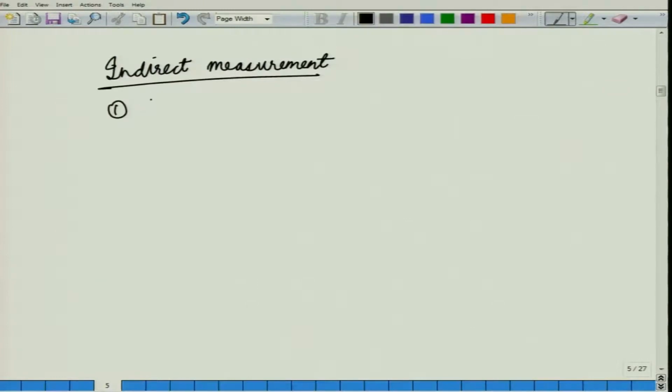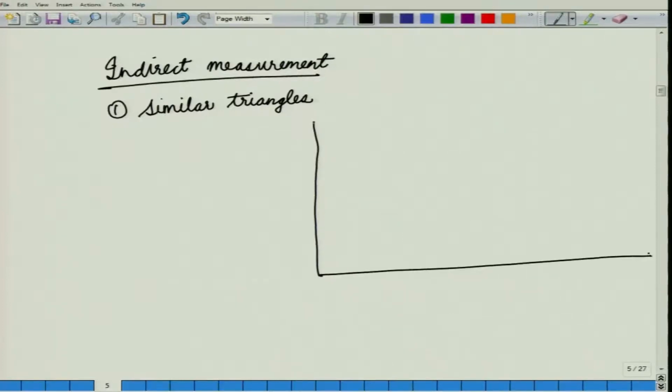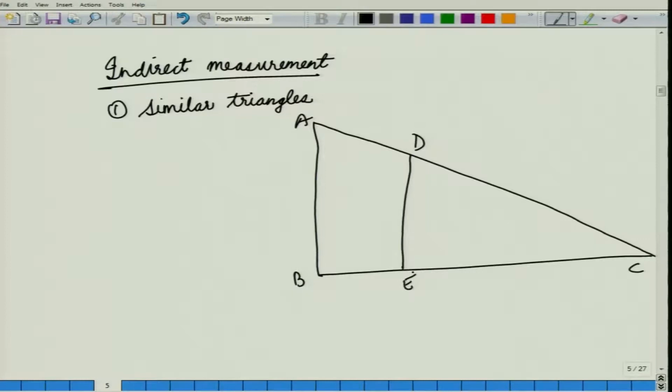One is based on the principles of similar triangles. So, what do we mean by this indirect measurement? Suppose we have a triangle, and suppose we draw another line parallel to this axis. So, we have A, B, C, D and E.